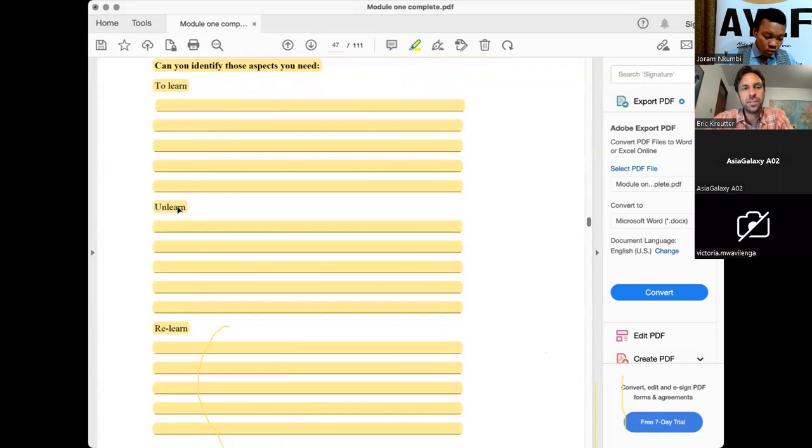Now, the second one is more complicated, because this one involves some degree of discomfort in ourselves and also a degree of self-awareness. This is the ability to unlearn. Who can define this one for me? What does it mean to unlearn? Why is that something valuable? And maybe what's an example of having to unlearn something?